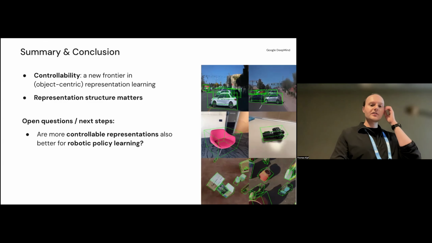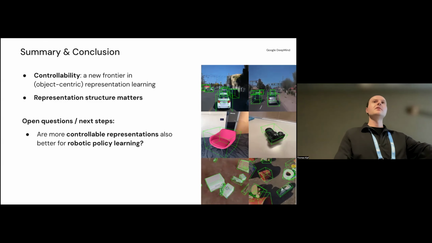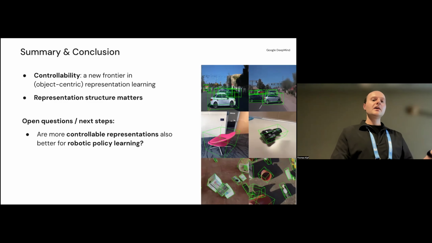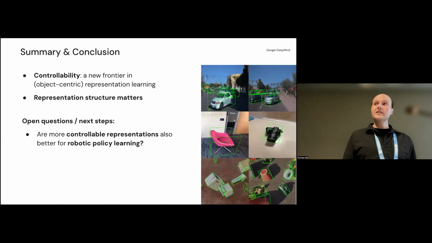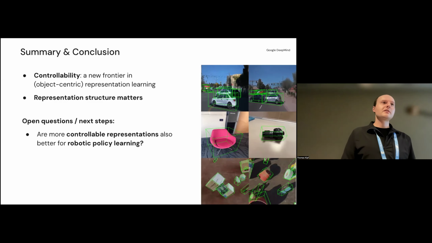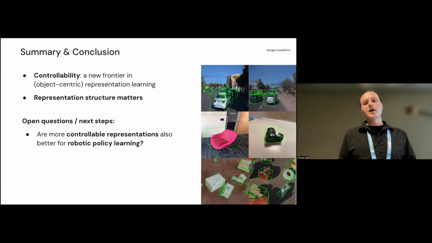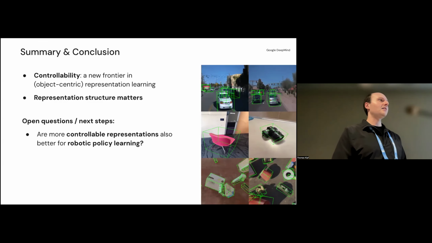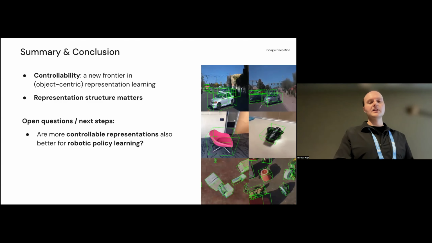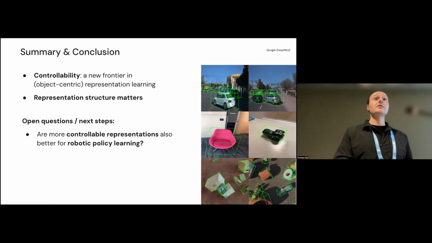There's quite a few interesting questions coming up, especially relating back to the topic of the workshop, robotics. Are these more controllable representations also better for robotic policy learning? That's an interesting question that no one has the answer for. Intuitively, it kind of makes sense, but of course we don't know. So that's something I would hope the community can find out.